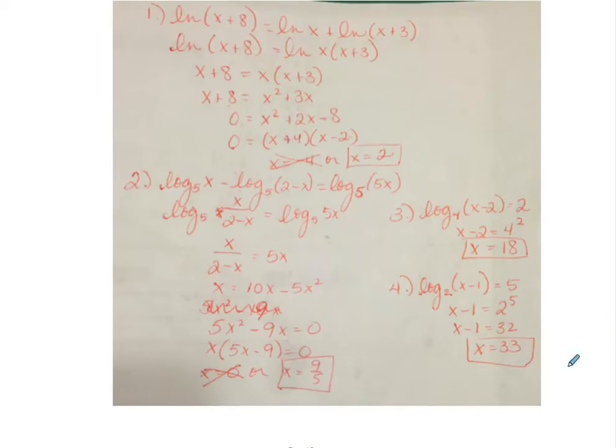Now, I want to give you one other kind of problem. 3 to the 2x minus 4 equals 5 to the x plus 1. Now, to undo an exponential equation, I want to take the log of both sides, but the problem becomes, which base log do I take? I have a base of 3 on the left, and I have a base of 5 on the right. So, I've got to decide.